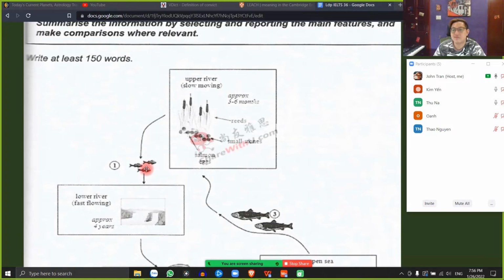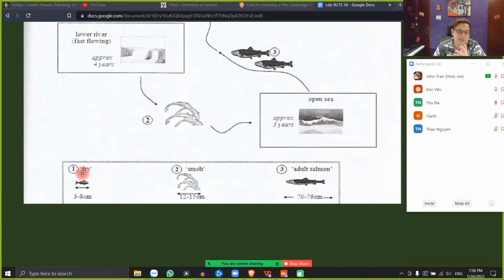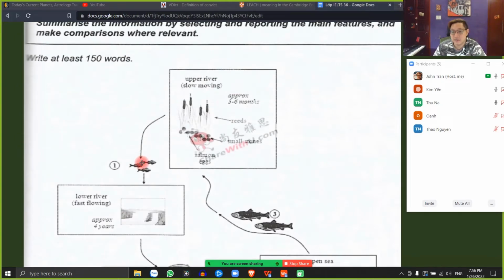And they will hatch, become fries. I mean, the name of these things are fries. And they will continue their life cycle again.